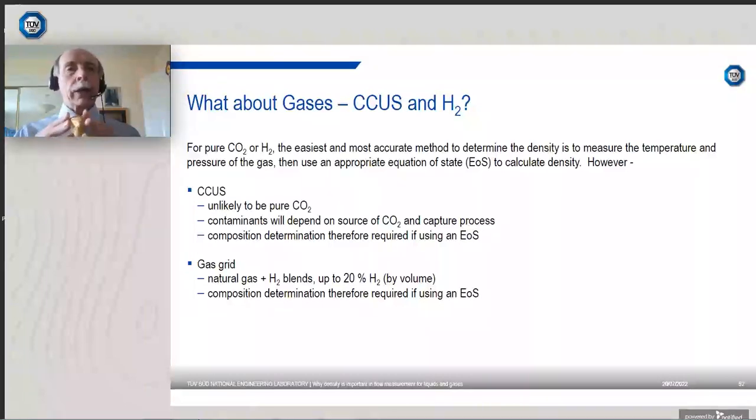On the other hand, if we look at the gas grid, for example, there are two schemes at the moment. At the one extreme, displace natural gas totally and move to 100% hydrogen. Your problems of composition, etc., go away. You just measure temperature and pressure, very accurate density calculation. Downside to that is it means changing burners in boilers, cookers, etc. Blending up to 20% by volume, you don't need to change burner technology, but you then have a mixture and you have to know the composition and use an equation of state. Now, AGA 8 and GERG can handle that, but you still need to know what the composition is.